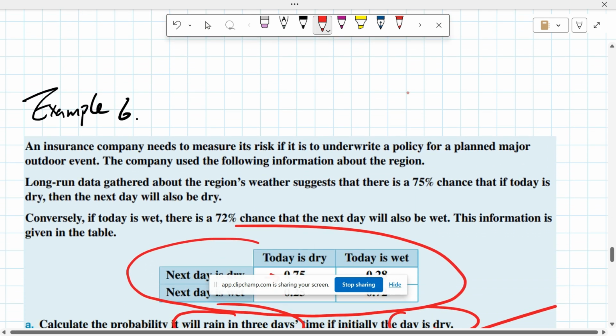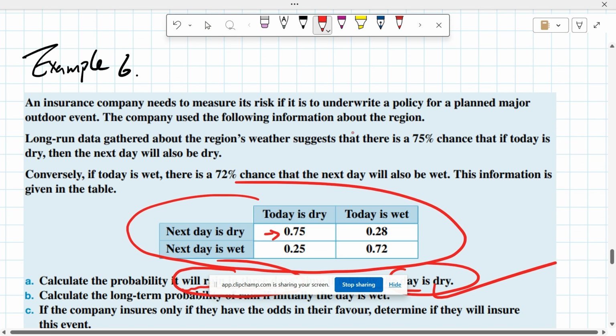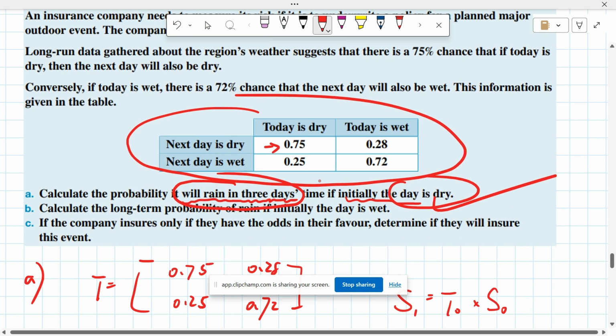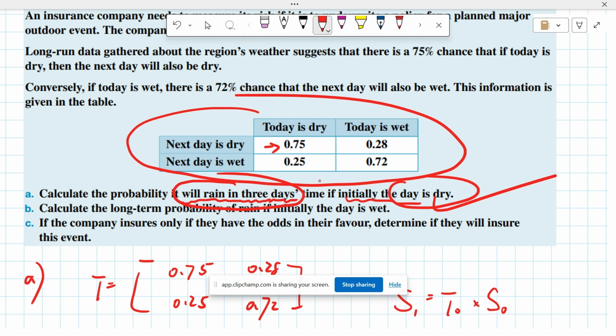Another kind of question is a weather question. So normally we have something like long run data: 75% chance today is dry and the next day will be dry, and 72% chance the next day is wet if this day is wet. So calculate the rain for 3 days.